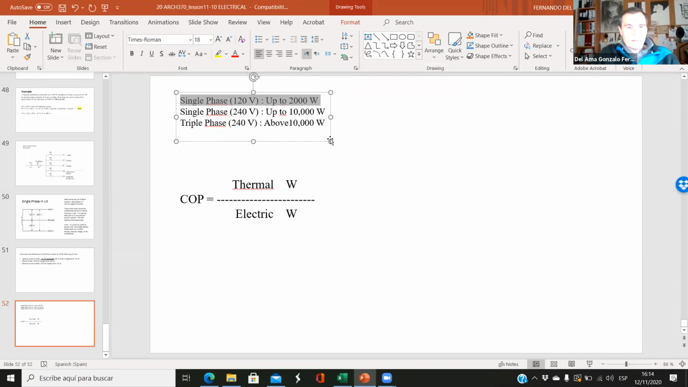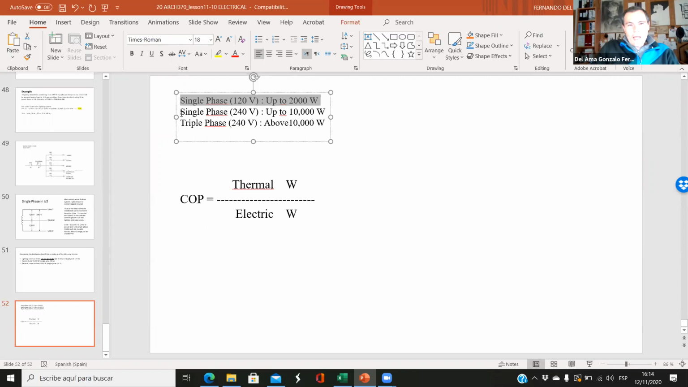There are single family houses with elevators and crazy things. But if we are designing single family houses with 2-3 bedrooms, this would be enough. So we have to figure out how to divide our loads into circuits that have less than 2000 watts.